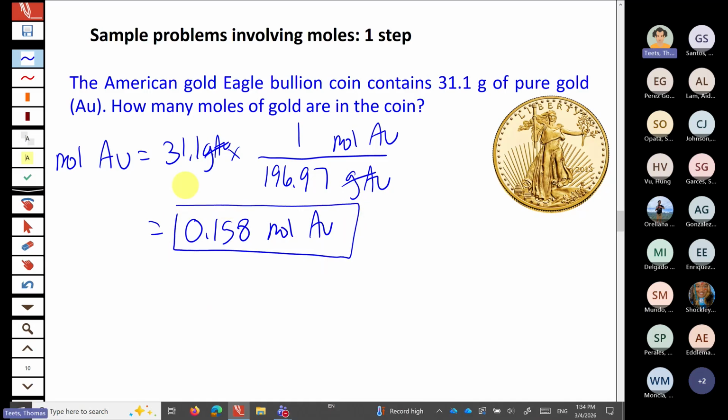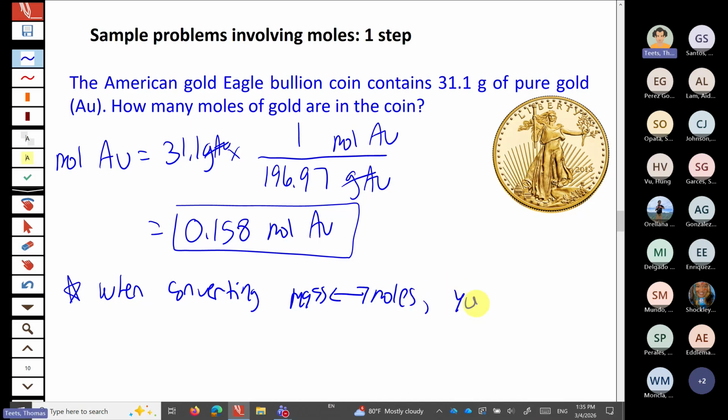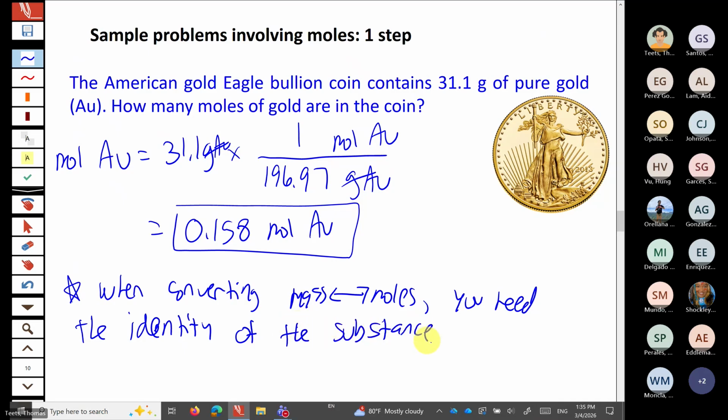In contrast to the last one we did, if you're converting between mass and moles, or vice versa, whichever direction you're going, you do need to know the identity of the substance and make sure you're using the correct atomic mass, because that's different for every element on the periodic table. So that's the key difference here. The fact that it was gold was important in this problem because that specifies the atomic mass we should use.